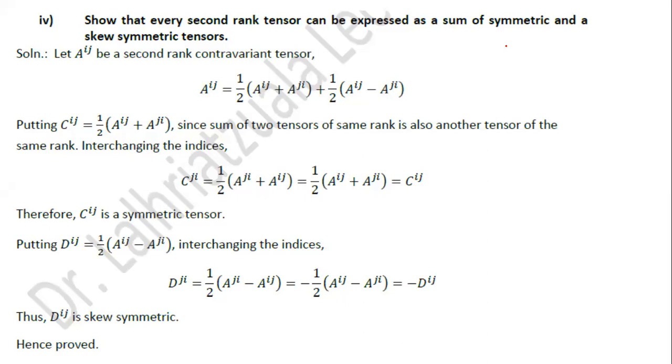So here we are going to consider a second rank tensor, and in fact we can consider any second rank tensor, whether it's a contravariant tensor or covariant tensor, it doesn't matter. So let us say we take this contravariant tensor. Here, as you see, the indices i and j are in the superscript. So these are the contravariant indices.